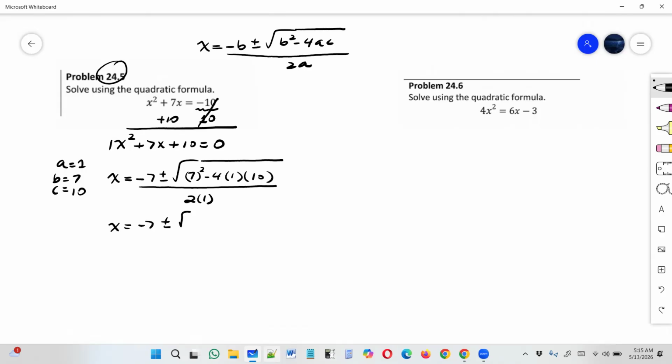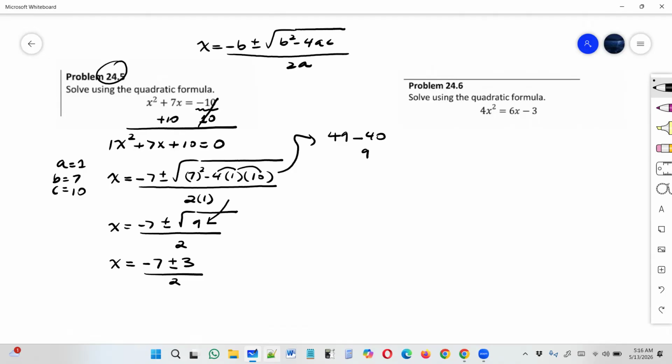-7 plus or minus. And now, aside, I have to evaluate this radical. So I'm going to do it here on the side or on my scrap paper. 49 minus 4 times 10, minus 40, which is 9. So I'm going to write 9 here over 2. Now, in this case, notice I can simplify the square root of 9. -7 plus or minus, obviously, 3 over 2.